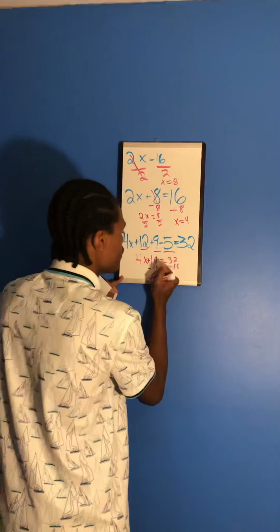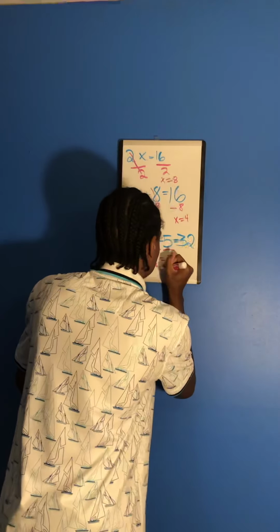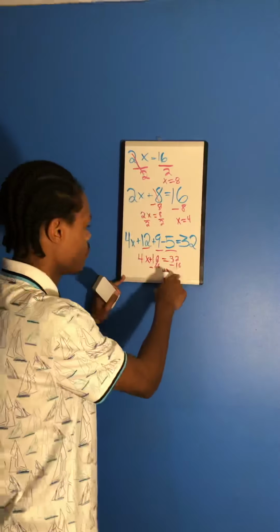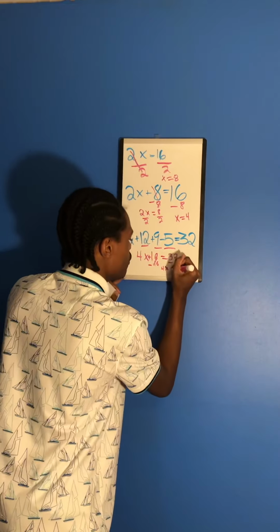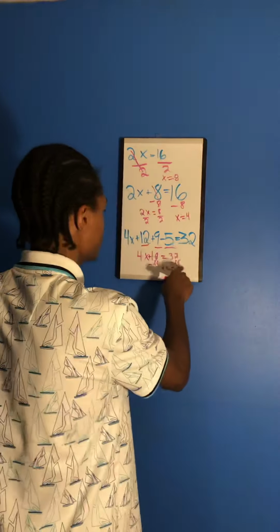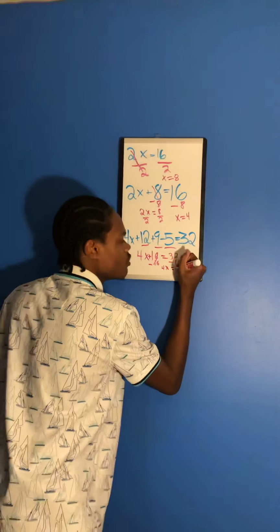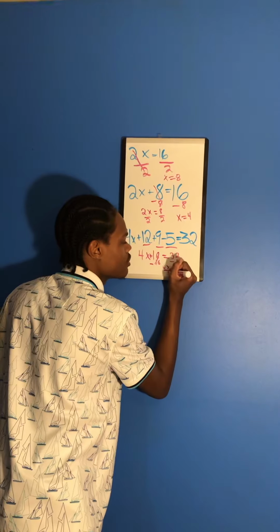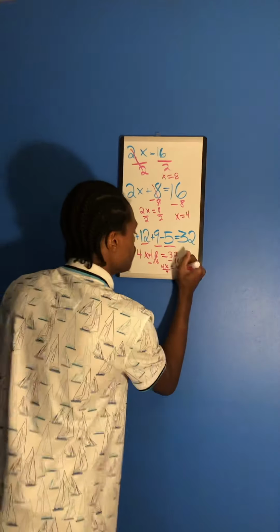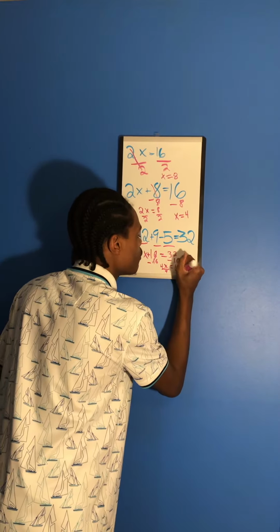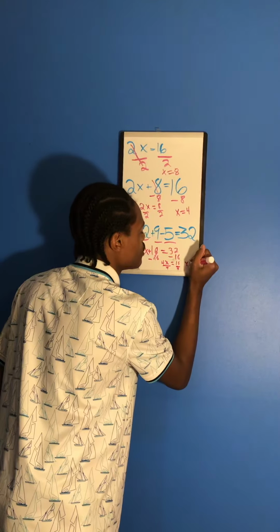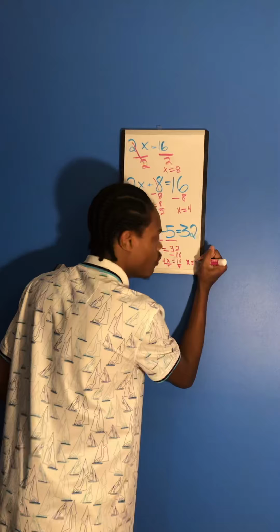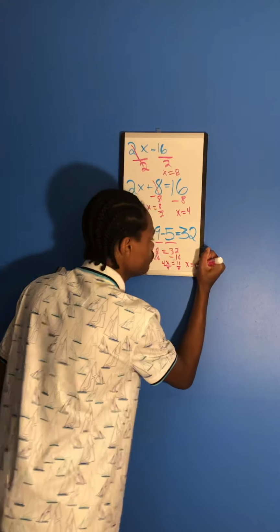We have 4x. And then we got 16 as well, because 32 minus 16 is 16. So this will give me 16 divided by 4 on both sides. And we get x equals 4, excuse me. And there you have it.